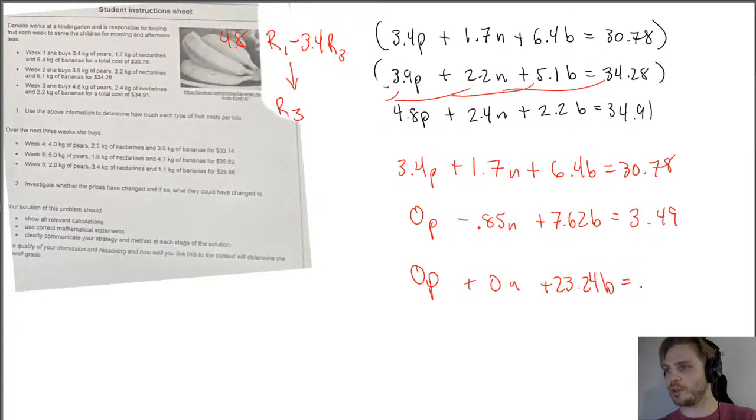Okay, and then we're going to do 4.8 times 30.78 minus 3.4 times 34.91, 29.05.